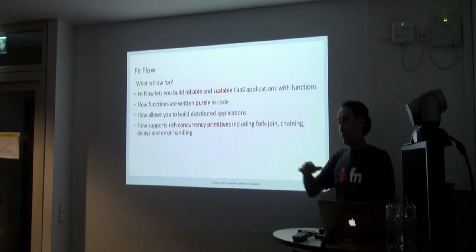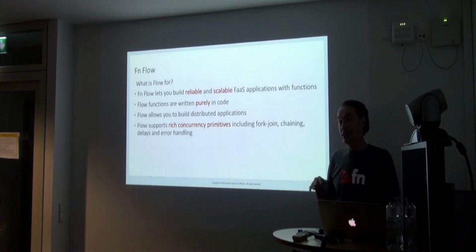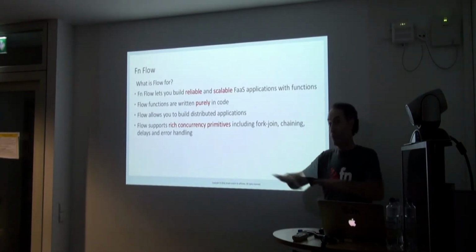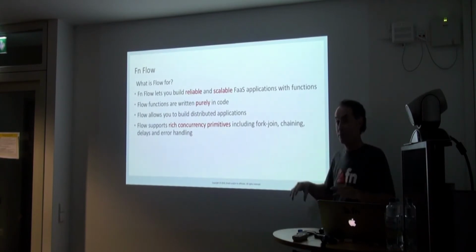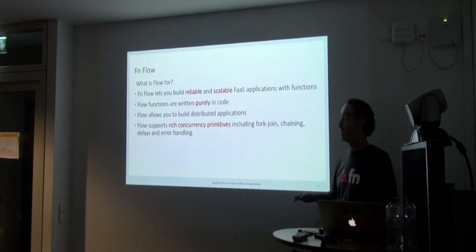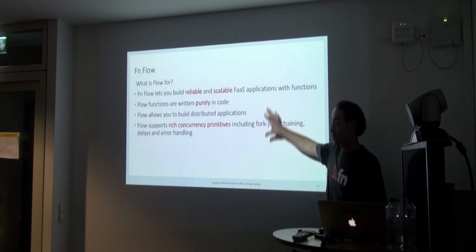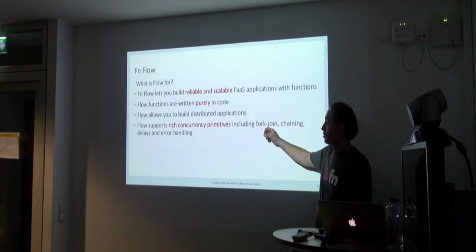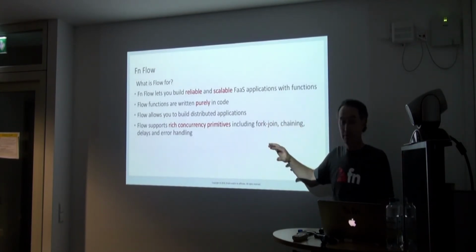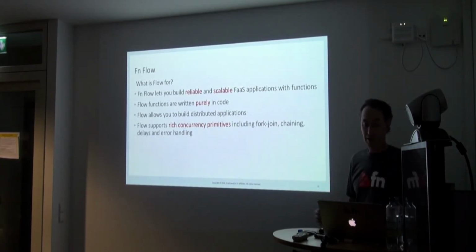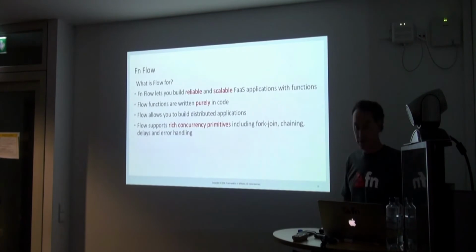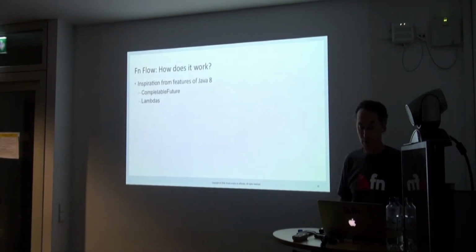When you're dealing with functions, you're inherently building distributed programs, right? So you've got this compute fabric, and all these functions are independent containers running everywhere. So you've got this distributed programming model. You may not notice. It does start to come out when building applications. And so Flow supports a lot of concurrency primitives: fork join, fan out, fan in, exception handling, that kind of stuff. I'm going to just walk you through it.